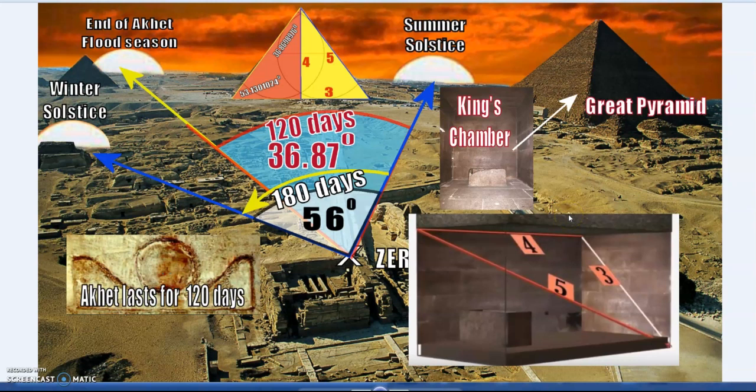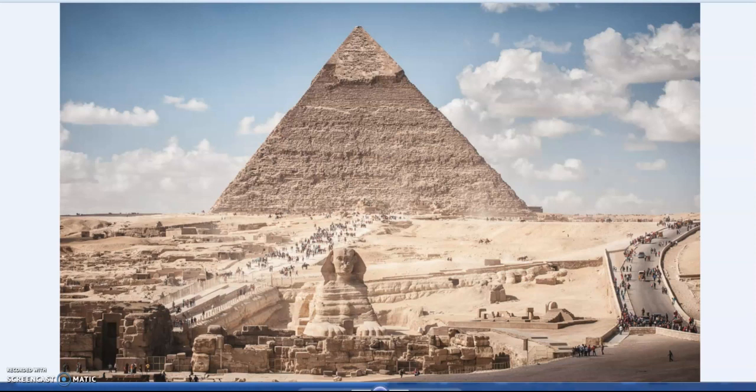Now we're going to look, the Great Pyramid is essentially the gauge here. It contains the information. But in the King's Chamber we have a 3, 4, 5 triangle, the same angles again repeated, and so this all important site.